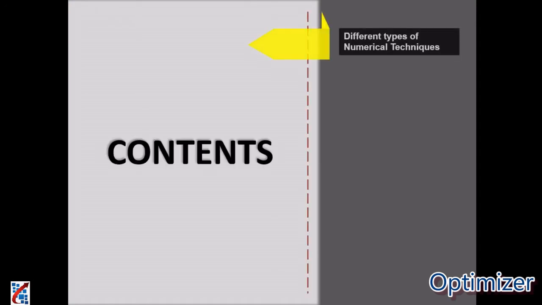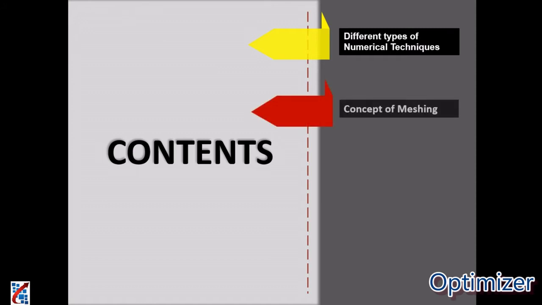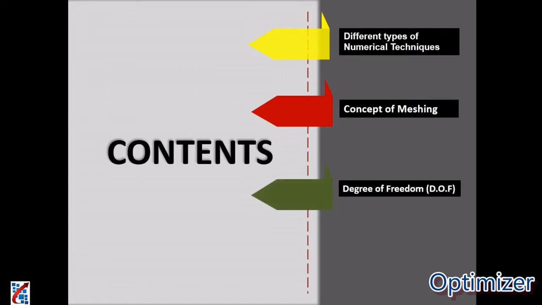So content of this video, firstly we are going to discuss about different types of numerical techniques. As we know, computer aided engineering is a numerical technique only that we are going to see. After that we are going to see the concept of meshing. What is meshing, why meshing is required, what are the different types of mesh, that we are going to discuss. After that, degree of freedom, and last one, a general procedure of FEA or CAE. So these four main points we are going to cover in this video.